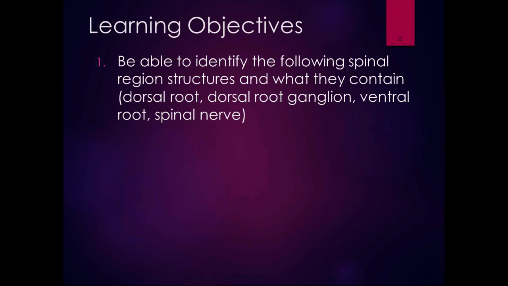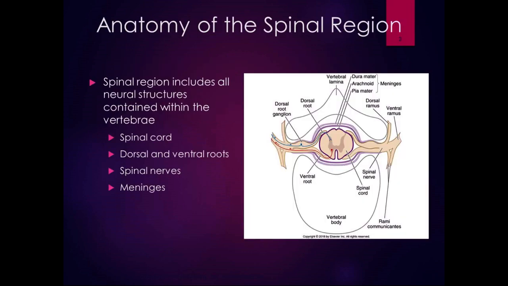So the dorsal root, what's contained in that? The dorsal root ganglion, we know that's the bodies of the peripheral sensory neurons. The ventral root, and each spinal nerve. So the spinal region includes all the neural structures contained within the vertebrae.